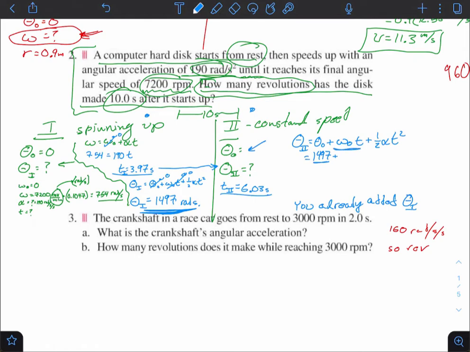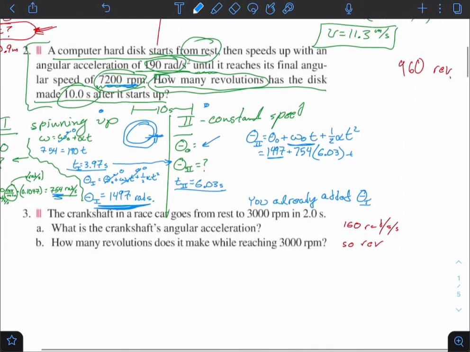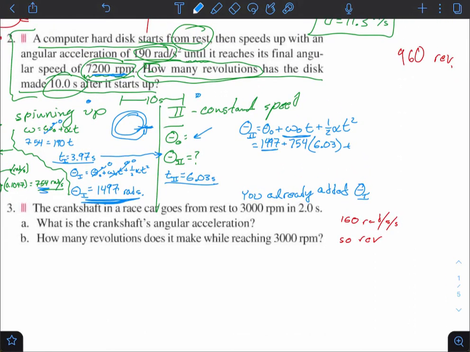The initial velocity during phase 2 is the final velocity from phase 1, right? Because if it spins up to this speed at 3.97 seconds, it's already hit 7,200 RPM or 754 radians per second. So 754 times the time for phase 2, which is 6.03. And I think that's the biggest thing. There's a lot that you have to be very careful with in two-phase problems. So please just take your time, think about it conceptually: the final of this is the initial of this. If we've used this much time, then that much time gets taken away from phase 2.